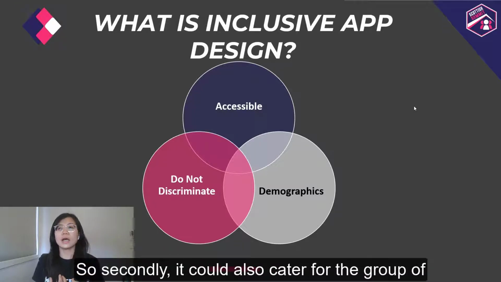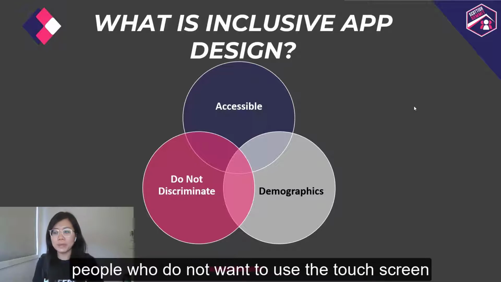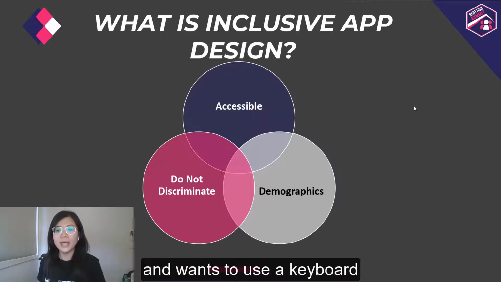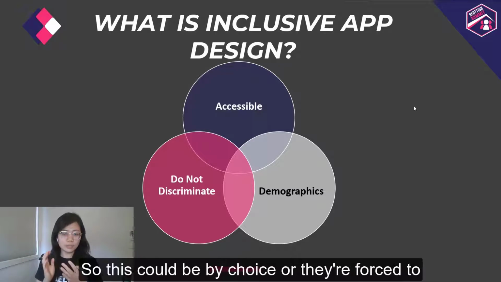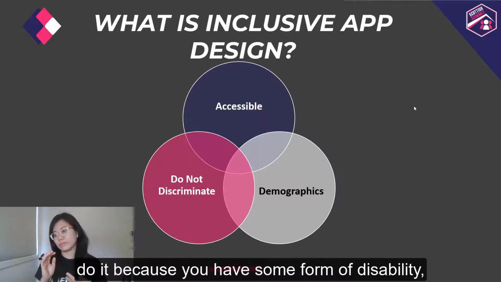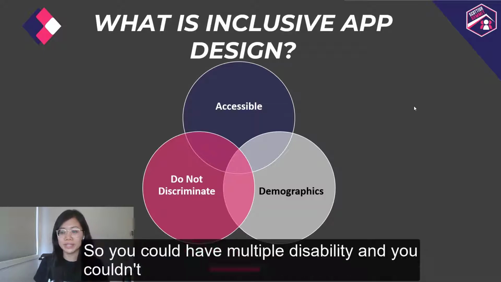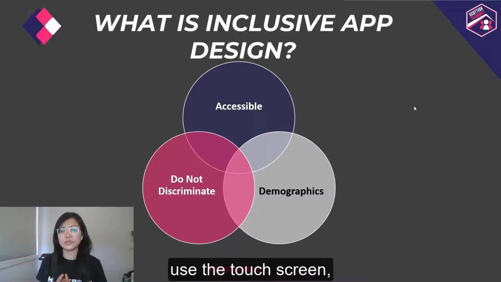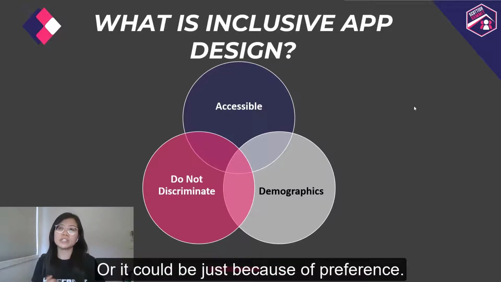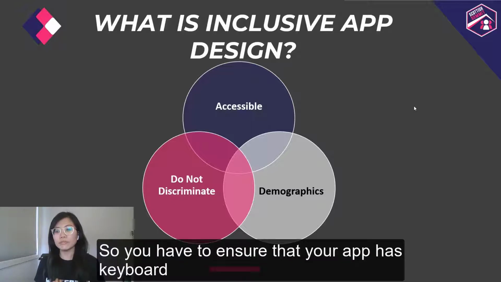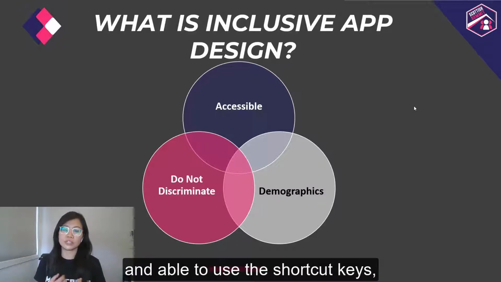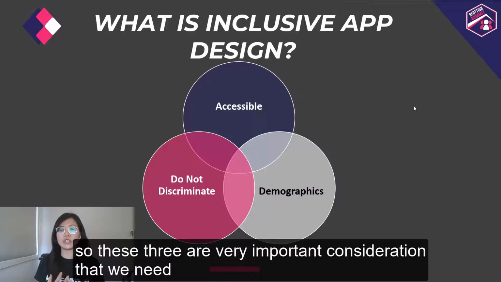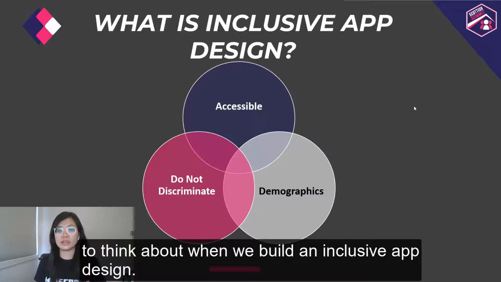Secondly, it could also cater for the group of people who do not want to use the touchscreen and want to use a keyboard. This could be by choice, or they are forced to because of some form of disability. You could have a motor disability and couldn't use the touchscreen, so you need to use the keyboard, or it could be just because of preference. So you have to ensure that your app has keyboard support enabled and is able to use shortcut keys. These three are very important considerations when we build an inclusive app design.